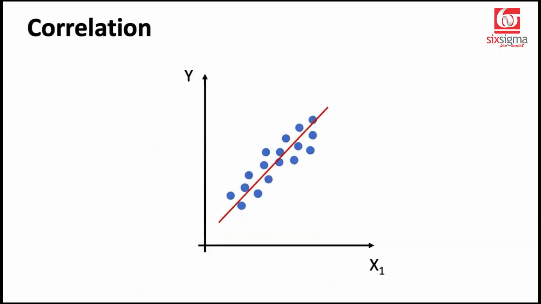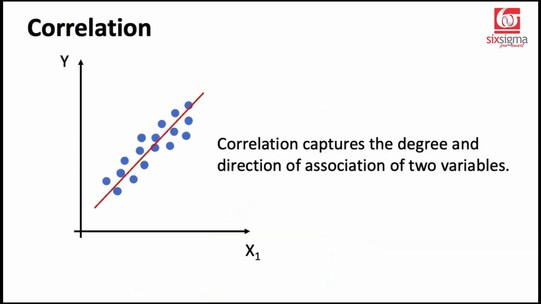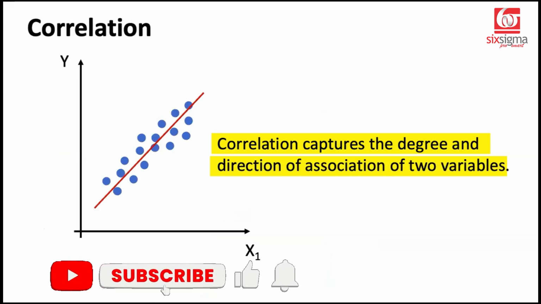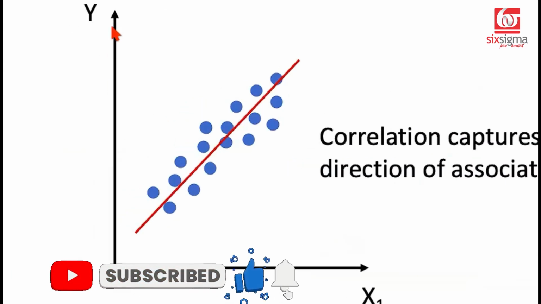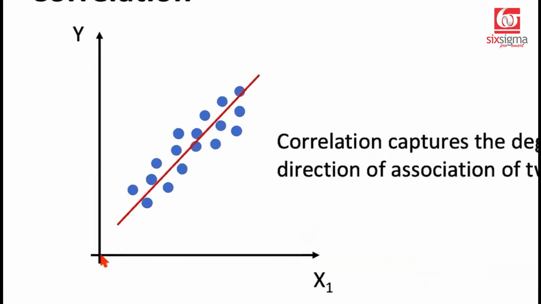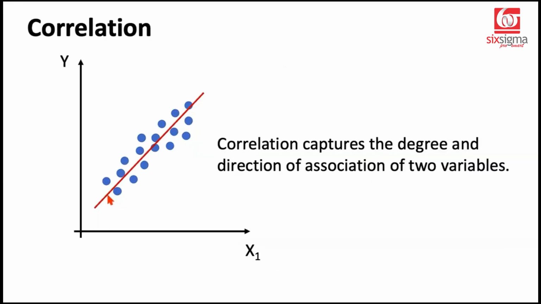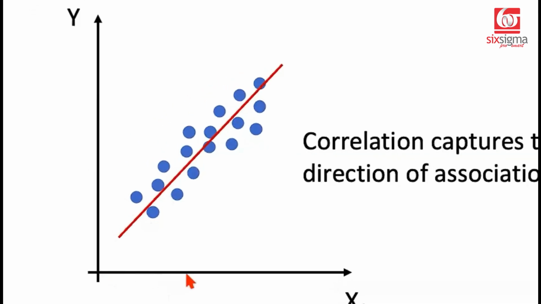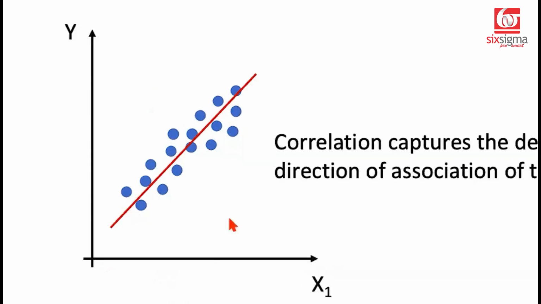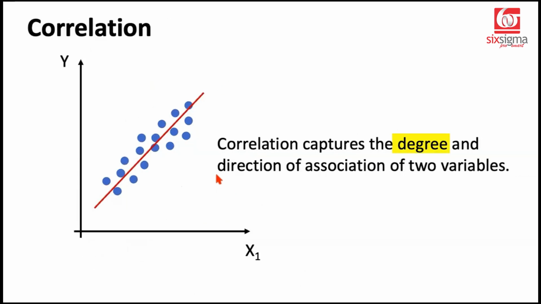Let's get started. Before we deep dive into principal component analysis, it's essential that we understand the concept of correlation. So what is a correlation? A correlation generally captures the degree and direction of association of two variables. In our example right now, you see a variable y on the y-axis and a variable x1 on the x-axis. So what we are saying is that as x1 increases, y also seems to be increasing. This is an example of a positive correlation. On the other hand, if x1 increases and y decreases, you will see a negative correlation because it captures the degree as well as direction.